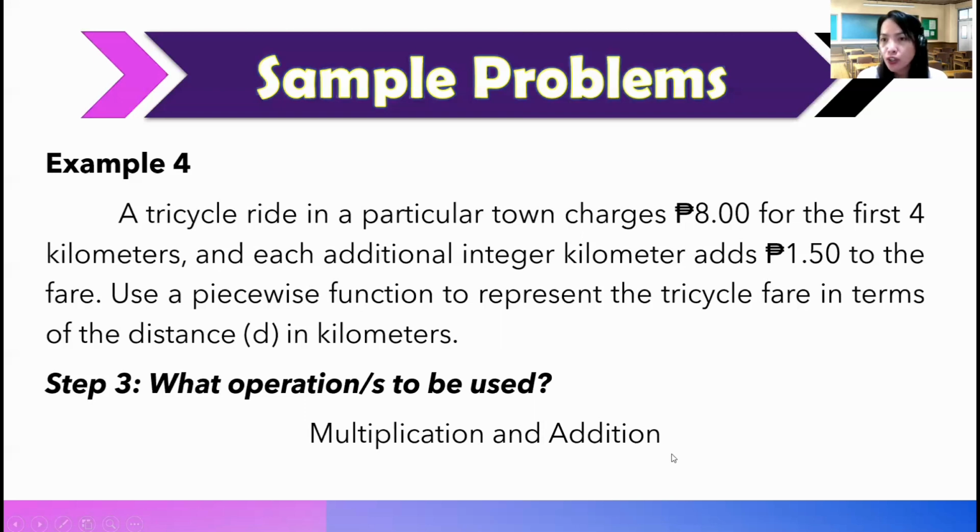Bakit subtraction? Kasi, kailangan natin malaman paano kung sobra sa 4 kilometers. Let's say nga, yung inandar ng tricycle ay 8 kilometers. So, gagamit tayo ng subtraction para malaman yung excess sa 4 kilometers. 8 minus 4. So, ang nadagdag is 4 kilometers. So, yun yung excess sa 4 kilometers. So, gagamit pa rin tayo ng subtraction dito.